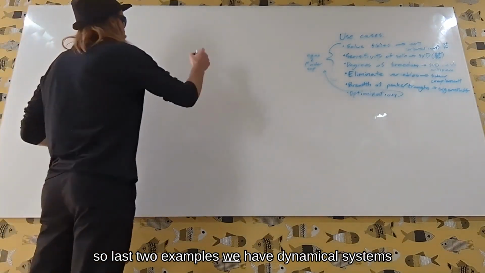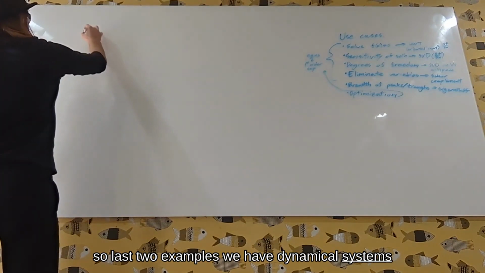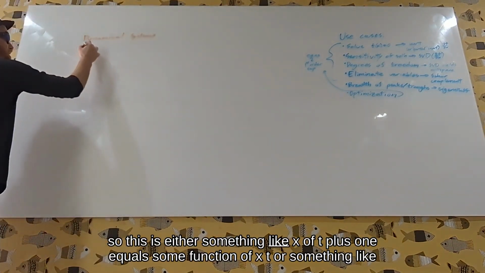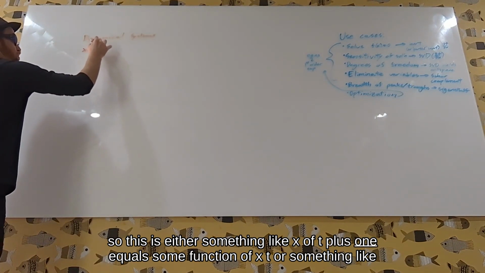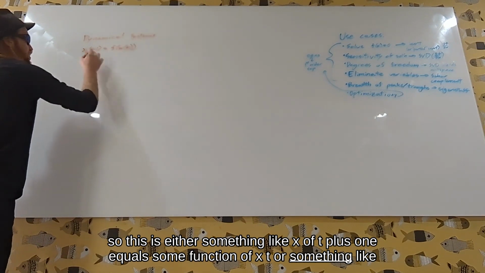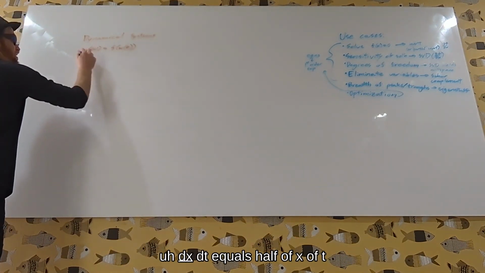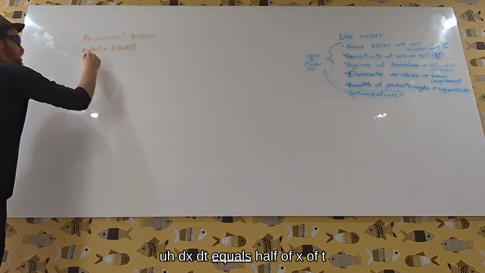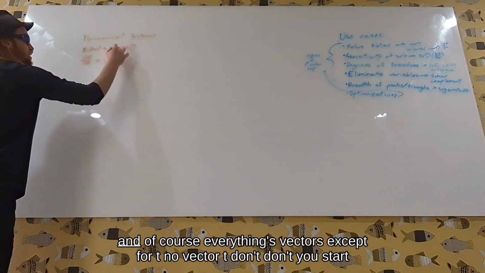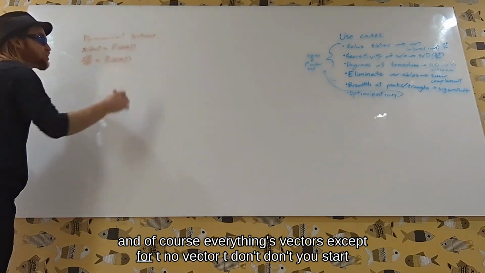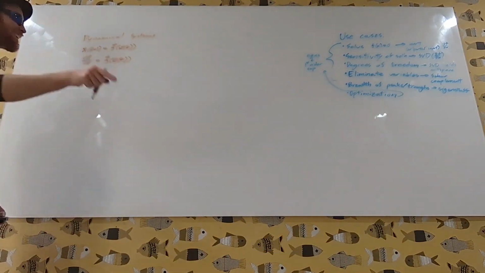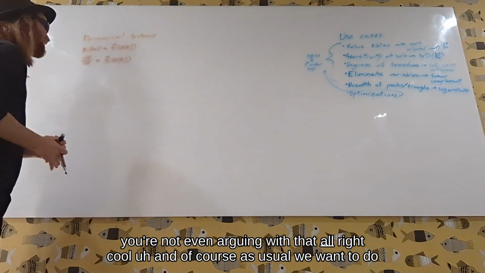So last two examples, we have dynamical systems. So this is either something like x of t plus 1 equals some function of x of t, or something like dx dt equals f of x of t. And of course, everything's vectors except for t. No vector t. Don't you start. I don't play with that. You're not even arguing with that. All right, cool.